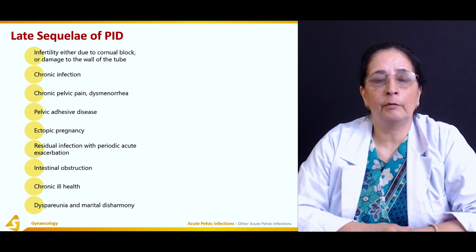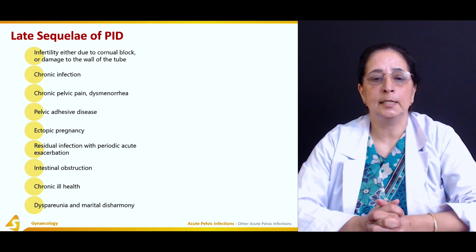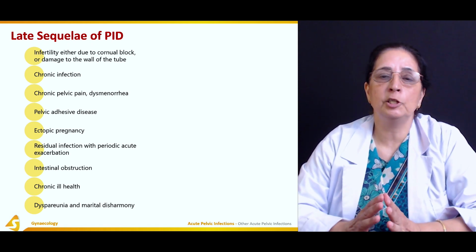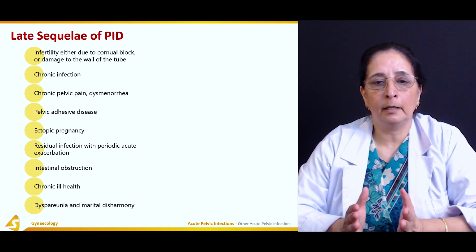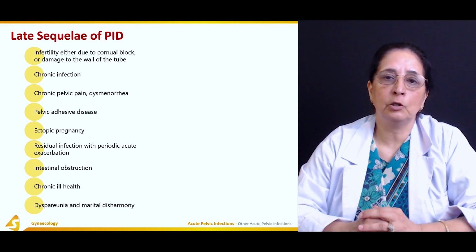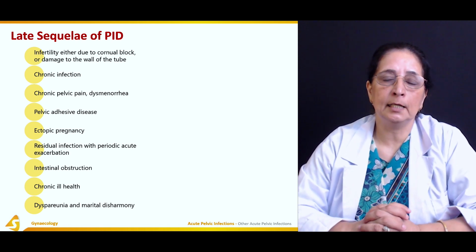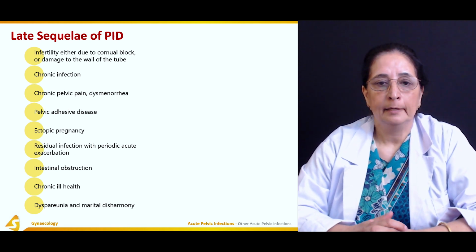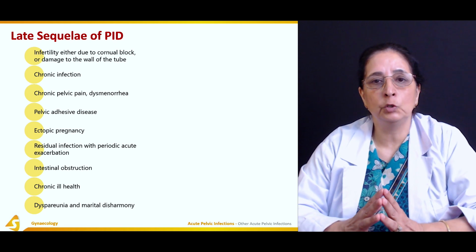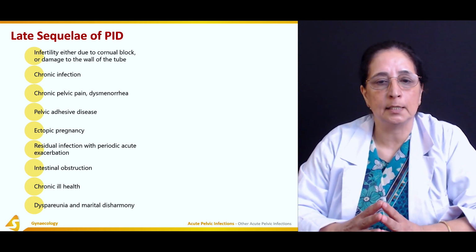So some late sequelae of pelvic inflammatory disease: infertility is very common after pelvic inflammatory disease, and the reason why infertility is there is because of the blockage of the fallopian tube, scarring and injury to the wall of the tubes, which can prevent the migration of the ova, and it can prevent fertilization from taking place. So infertility is common after pelvic inflammatory disease. Then chronic infections. If the infections keep on occurring again and again, it can lead to chronic pelvic infection, and that's again a late sequela of pelvic inflammatory disease.